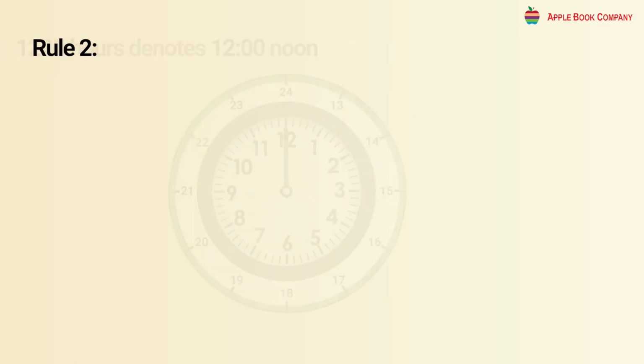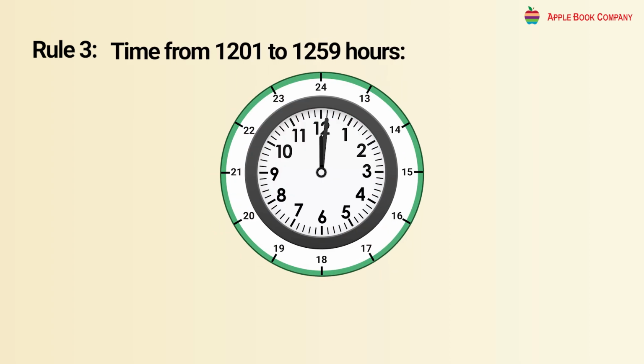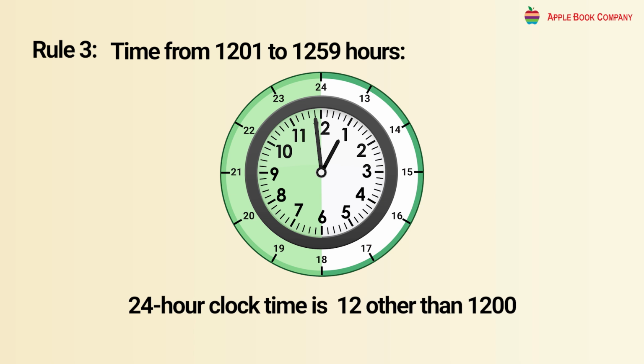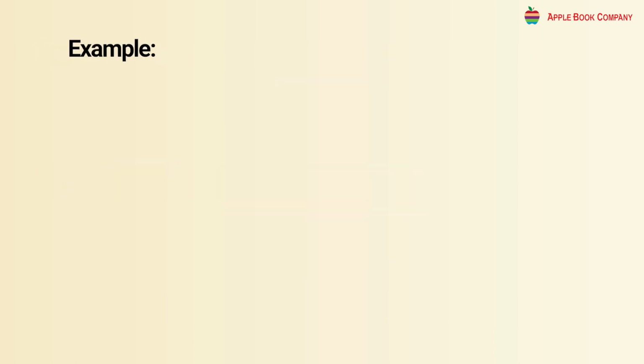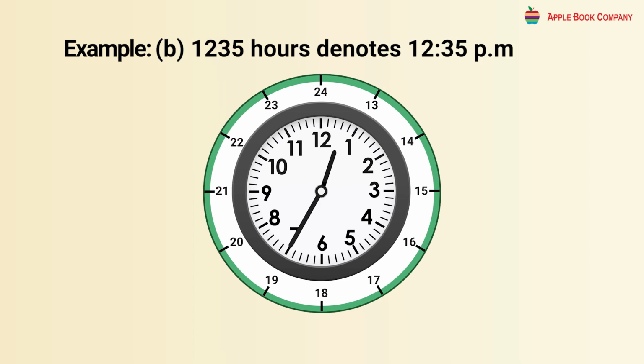Rule 2. 1200 hours denotes 12 noon. Rule 3. Time from 12:01 to 12:59 hours. If the number formed by the first two digits from the left of a 24-hour clock time is 12 other than 1200, then PM is to be used with it. Example: A) 1205 hours denotes 12:05 PM. B) 1235 hours denotes 12:35 PM.